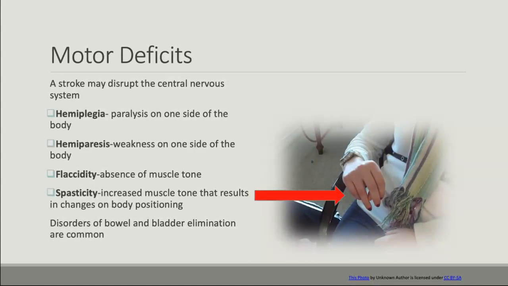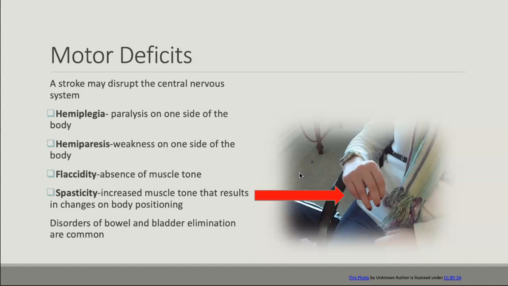So hemiplegia is paralysis, whereas hemiparesis is weakness on one side. They may have flaccidity, where they have just loss of muscle tone, or on the opposite end of that, they can have spasticity and contractures, where they almost spasm in muscles. And then they often have bowel and bladder elimination disorders.